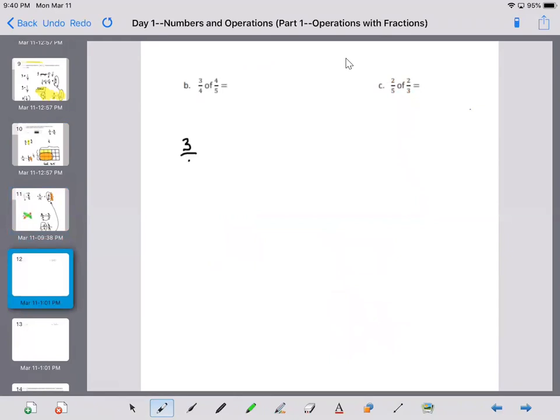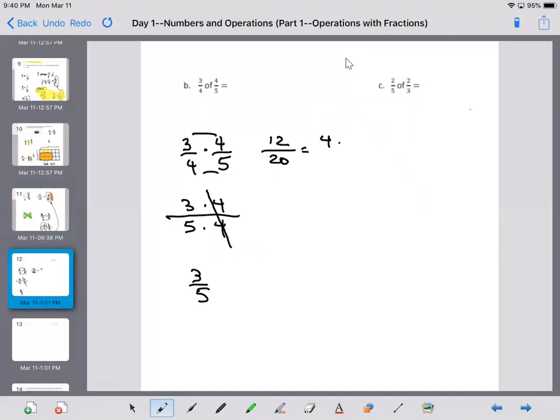So 3/4 of 4/5. If you'll notice, I can use the commutative property and switch the denominators and make this 5/4, and notice that these will divide out and you're left with 3/5. You could also multiply across and say 12/20, and then think of your common factors. That would be 4 and 3, 4 and 5, and the 4s divide out, leaving you with 3/5.